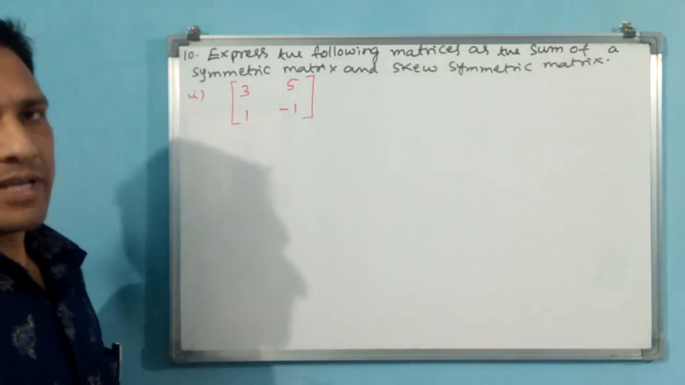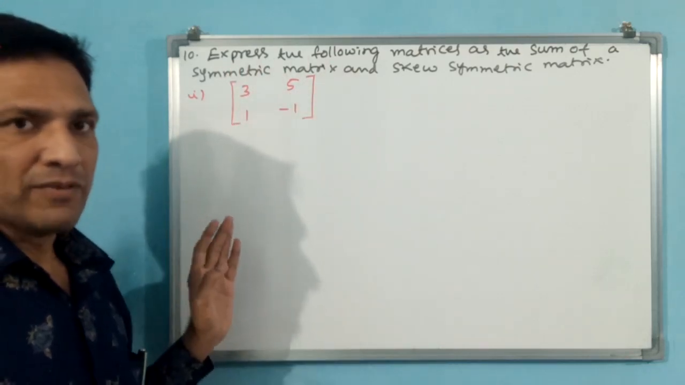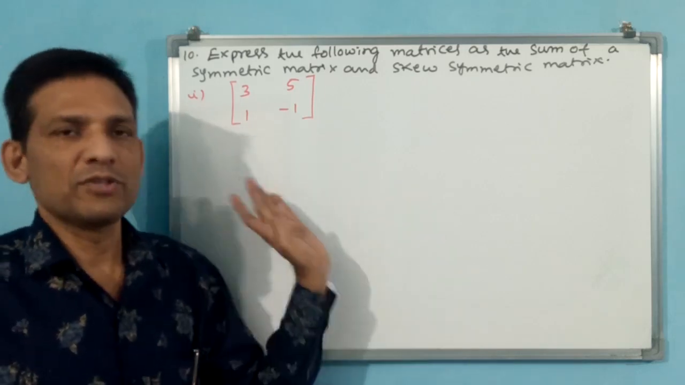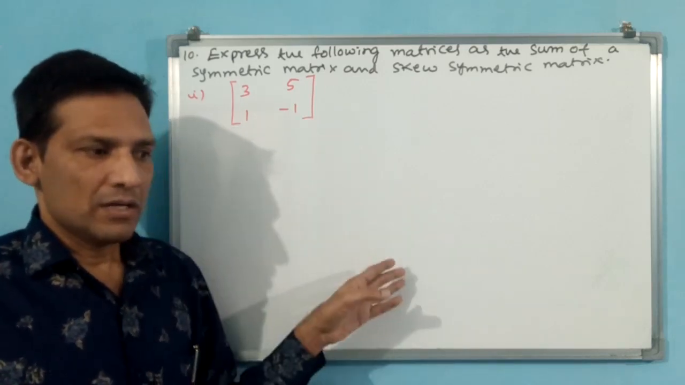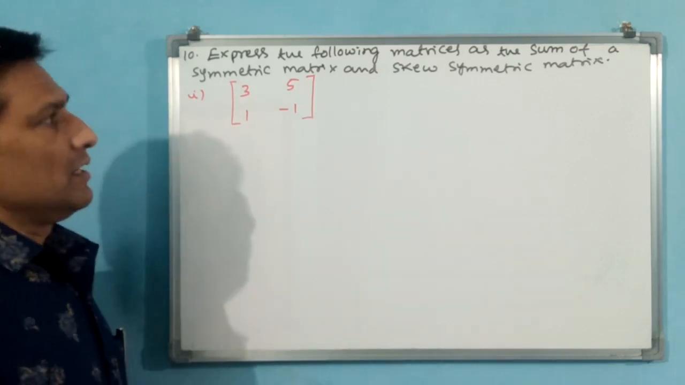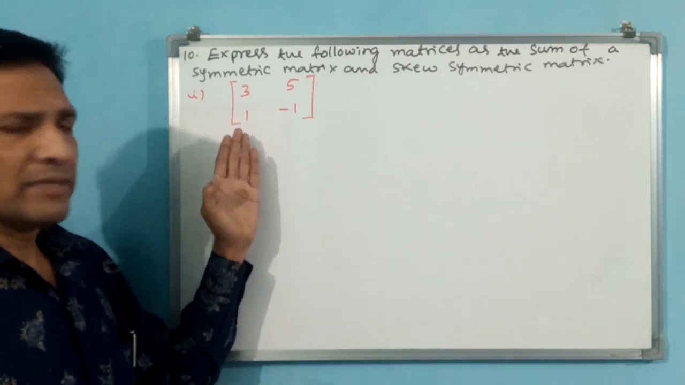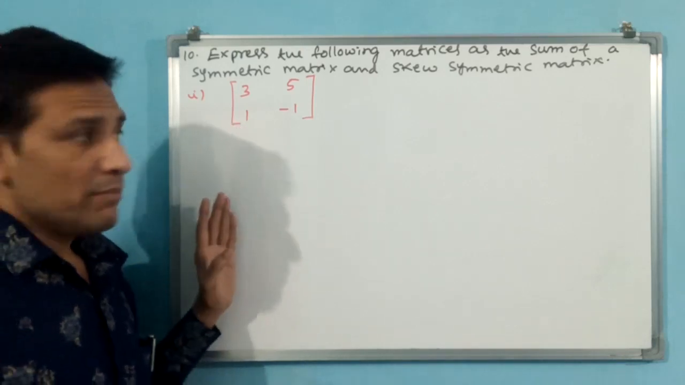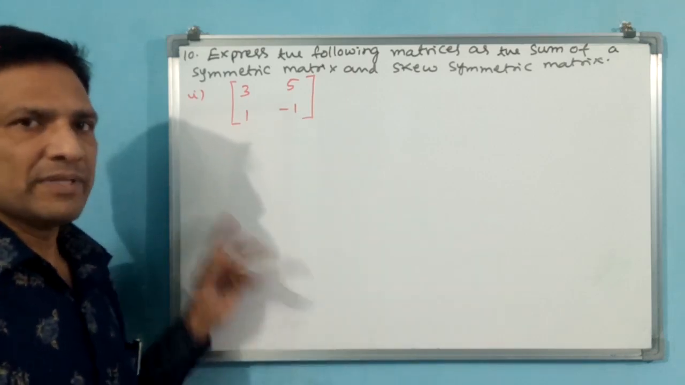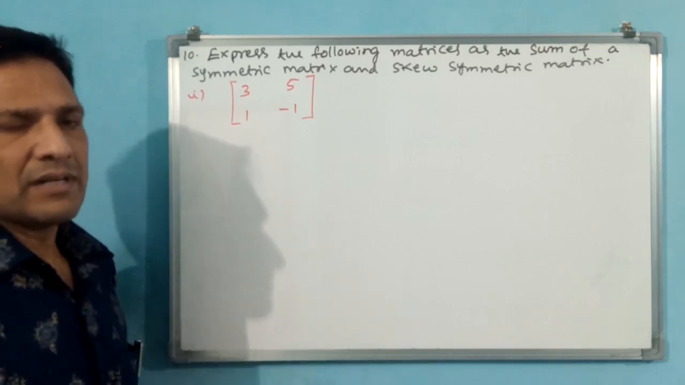See the 10th question, what they have written. Express the following matrices as the sum of symmetric and skew symmetric matrices. This is a theorem. We have proved also with 2 by 2. Okay, with 2 by 2 example we have proved in concepts class. But now even same thing is going to be given. See, this is 2 by 2 only, but the second part of this question is 3 by 3. Second, third 3 by 3. Again fourth one is 2 by 2.